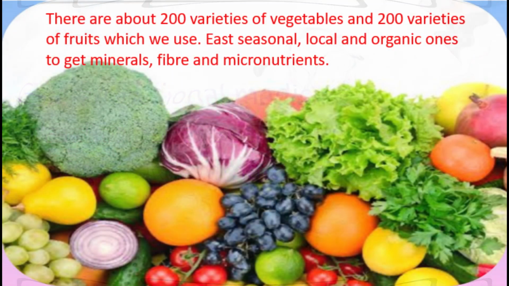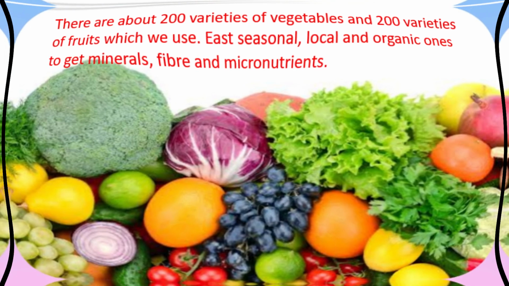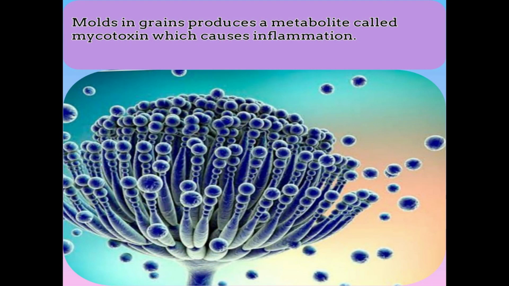inflammatory mediators. There are 200 varieties of vegetables and 200 varieties of fruits which we use. Eat seasonally grown, local and organic. It gives you minerals, fiber and micronutrients. Get tested for mold allergy. If you have a mold allergy, you can be reacting to grain. You may not be gluten sensitive but mold reactive.